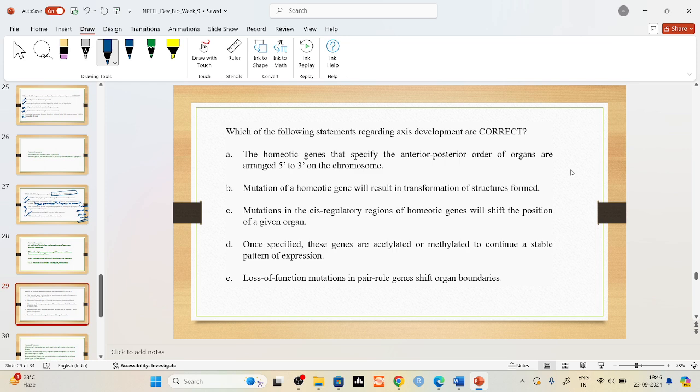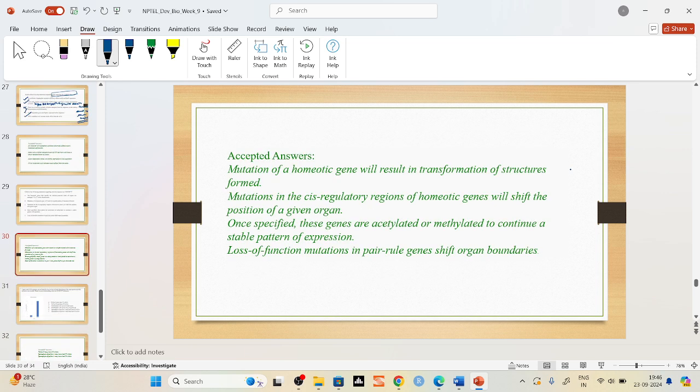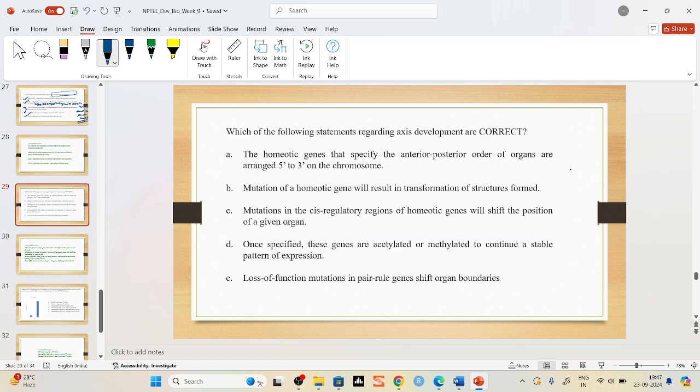Okay. Now let us try to understand all the options. The first option is the homeotic genes that specify the anterior posterior order of organs are arranged 5 prime to 3 prime on the chromosome. Is this a correct option? Yes, it is correct. Hmm? No, it is not correct.